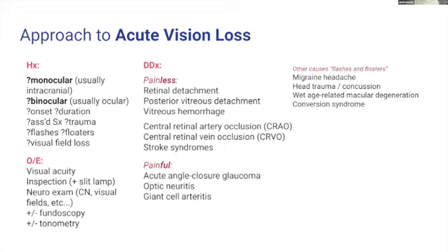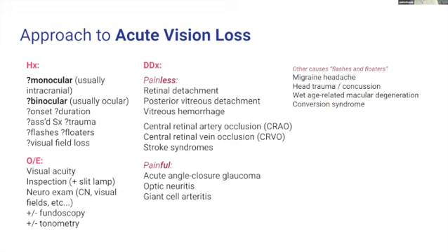On exam, certainly we're going to be doing visual acuity. We're going to be looking at the eye, including a slit lamp exam. A neuro exam is important, including cranial nerves, visual fields, extraocular movements. We'll do our best fundoscopy in an ideal world. We know it's hard to do in the emergency room with an undilated exam, but we do it. And tonometry if you're worried about certain things like glaucoma, but probably not for all cases.